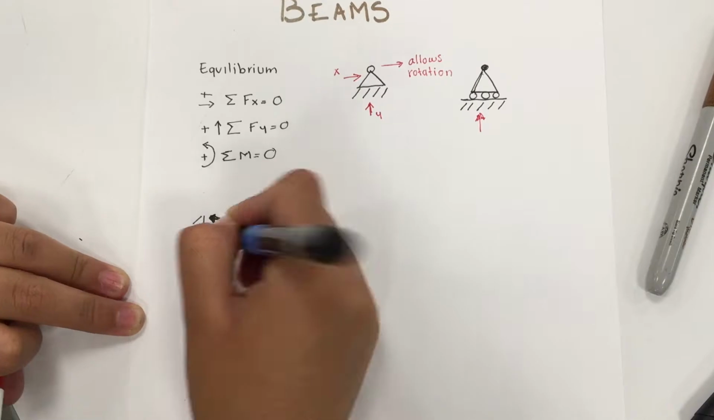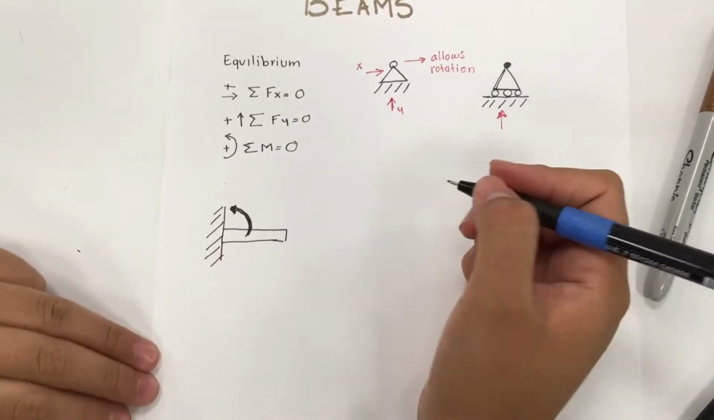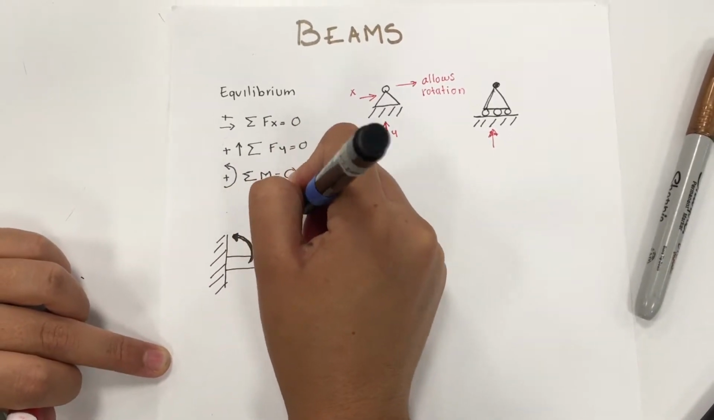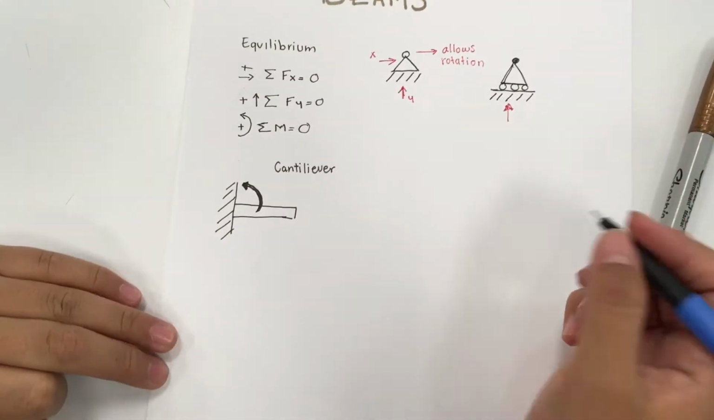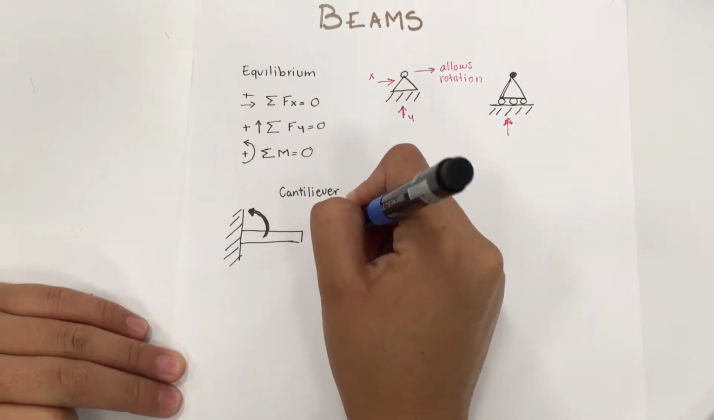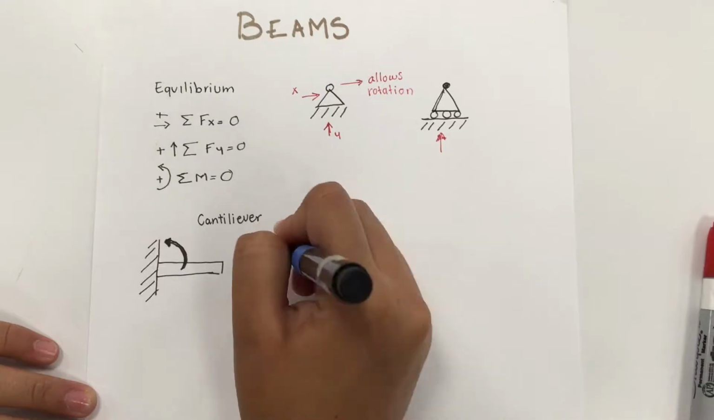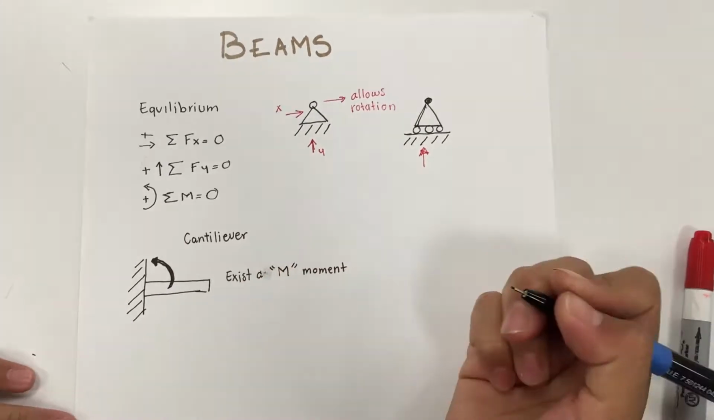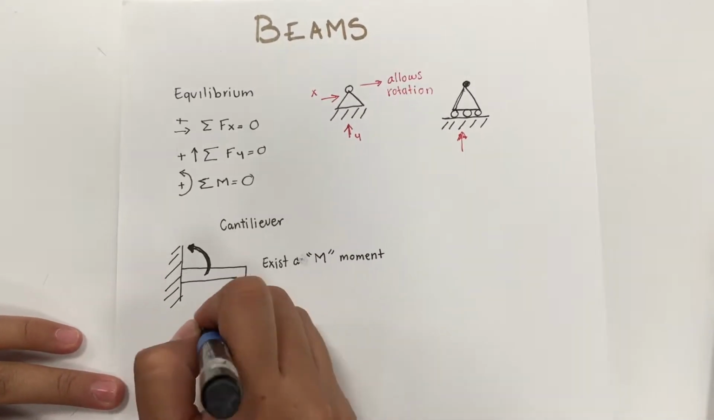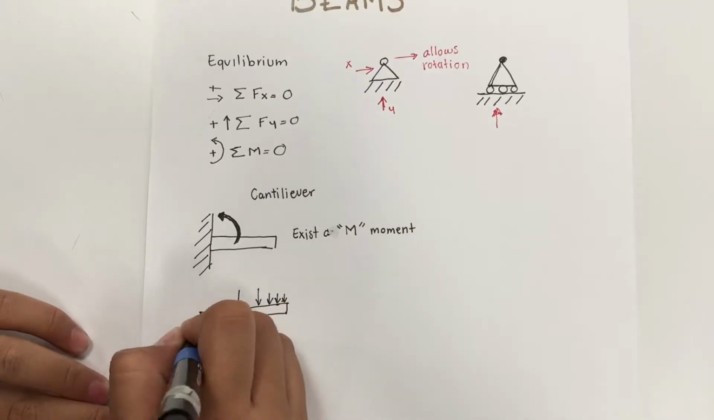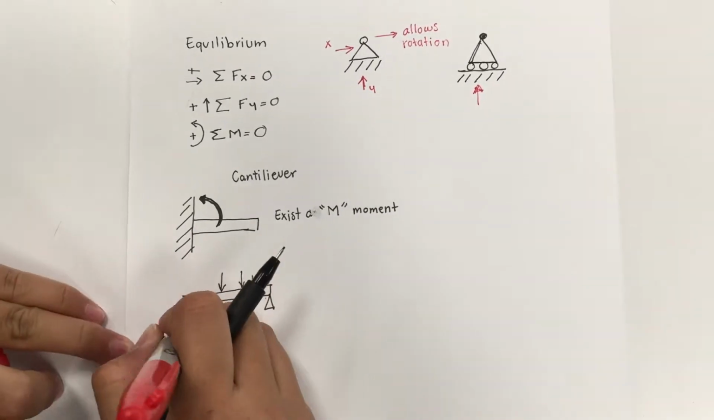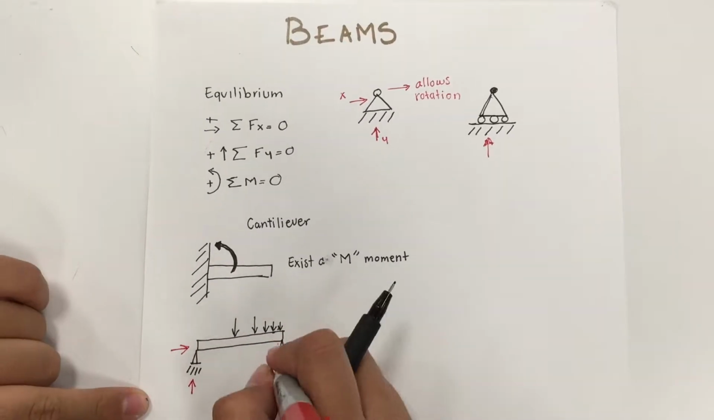The last one is the fixed support, which is capable of resisting force in any direction and is also capable of resisting a couple or a moment. A system of three forces can exist at such a support: two components, horizontal and vertical, and the moment, used in cantilever beams.